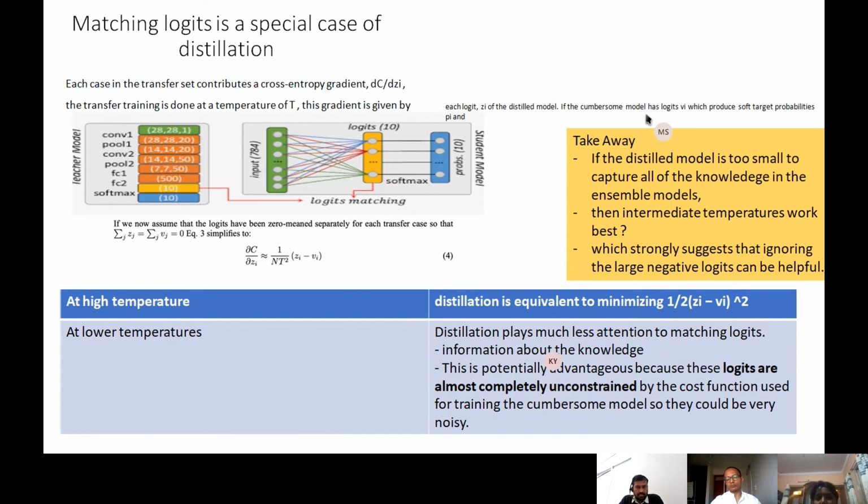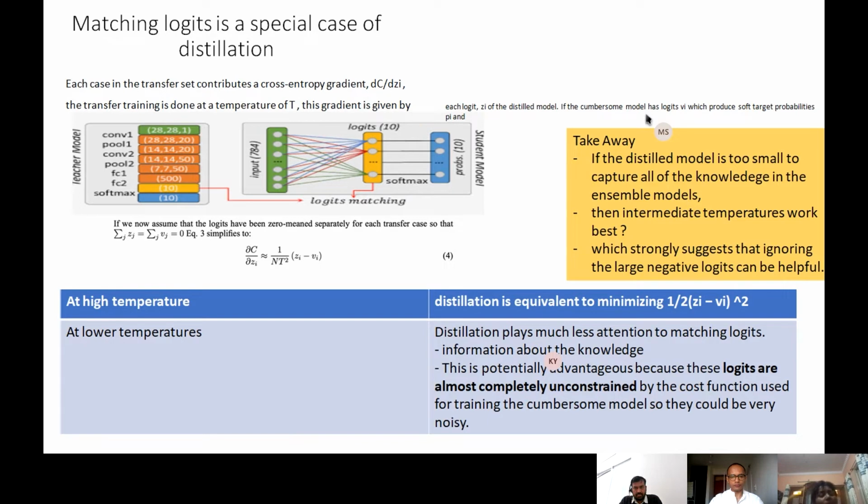So we are talking about logits a lot now, right? Let's see, what is this matching logits? Matching logits is a special case of distillation actually. At higher temperature, distillation is equivalent to minimizing the difference between Zi and Vi. Here Zi is our soft small model. So the derivative is taken separately for each transfer case, and we look at that at high temperature.